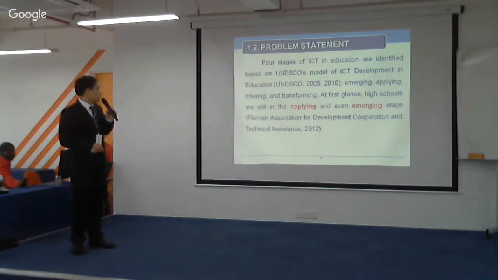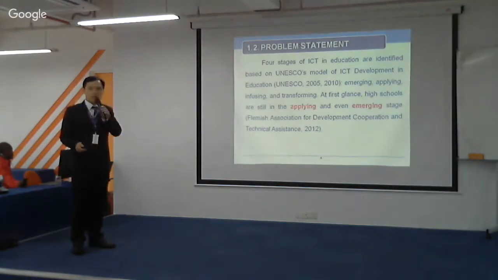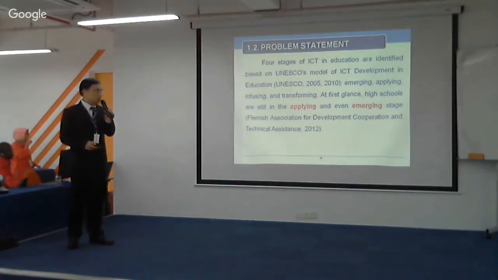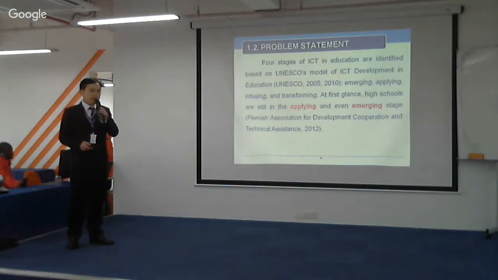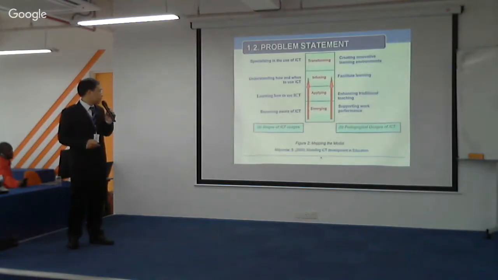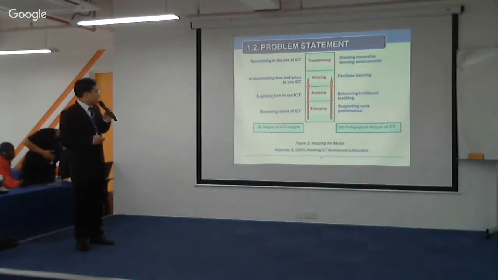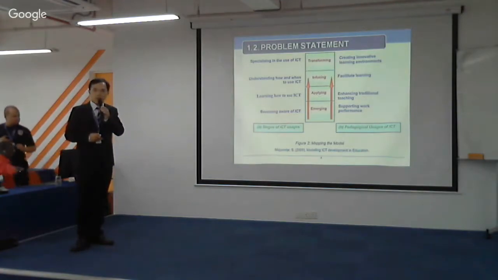Problem statement. According to the UNESCO model of ICT development, there are 4 stages: emerging, applying, infusing, and transforming. At first glance, high schools in Vietnam are still in applying and emerging. And according to Mazemda 2009, modeling ICT development in education, in the emerging stage, they have become aware of ICT and supporting work performance. And the next stage, applying, is learning how to use ICT and enhancing traditional teaching.